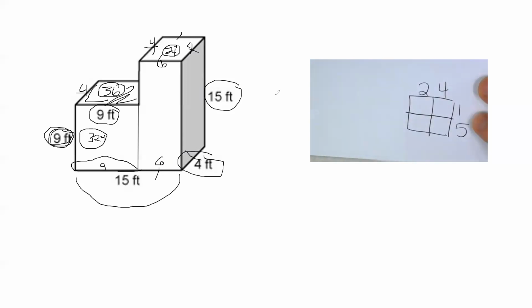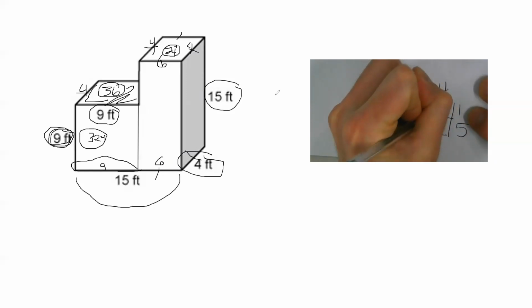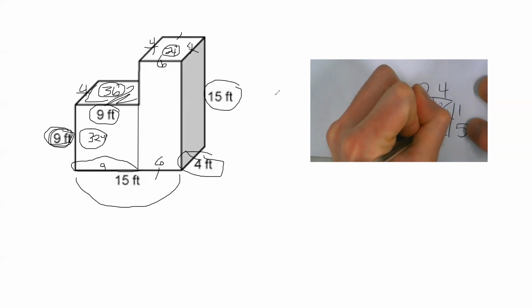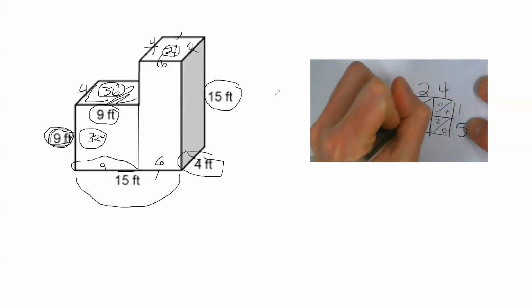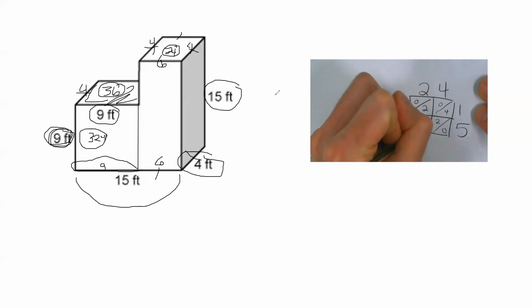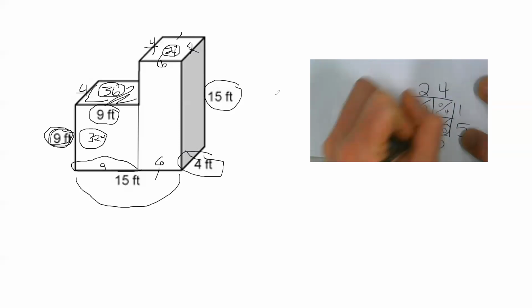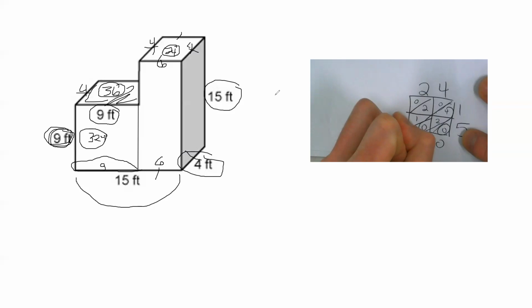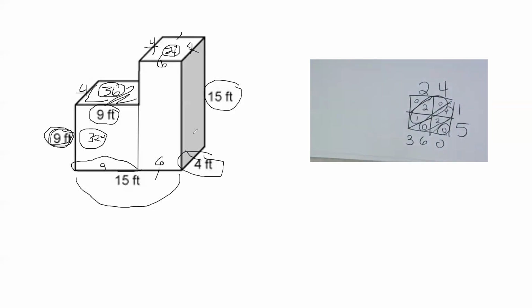times 15. 4 times 1 is 4. 5 times 4 is 20. 2 times 1 is 2. 5 times 2 is 10. The 0 falls down. The 6 falls down. The 3 falls down. So this is 360.